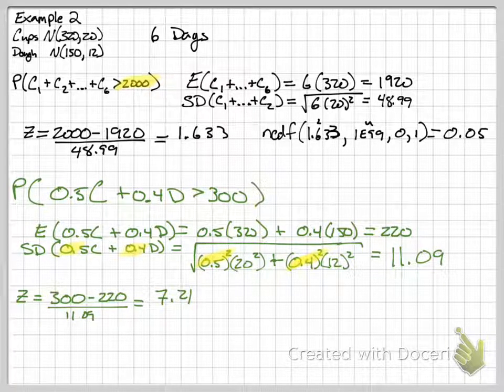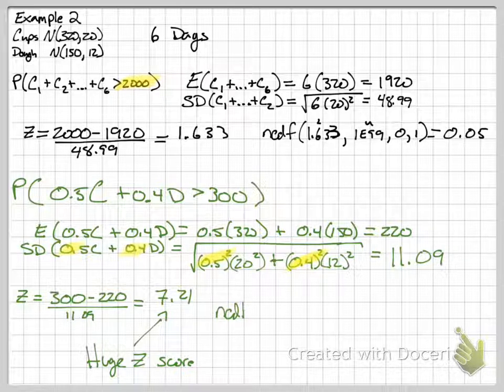Now you should be telling yourself that that's a huge z-score. You should be able to know right away that I don't think that's going to happen. But we're still going to calculate that.